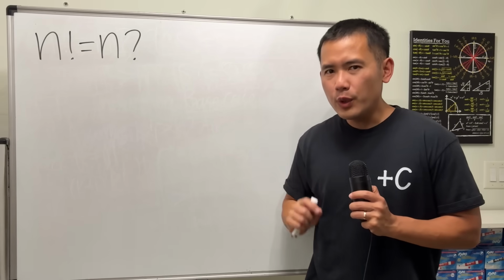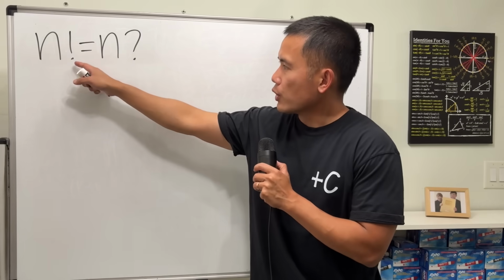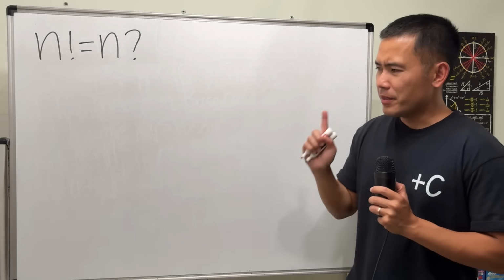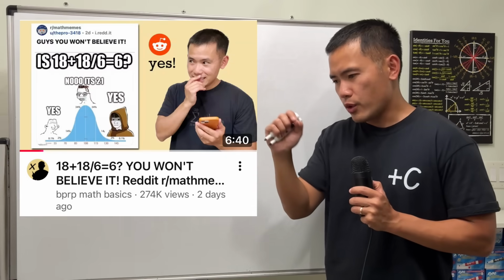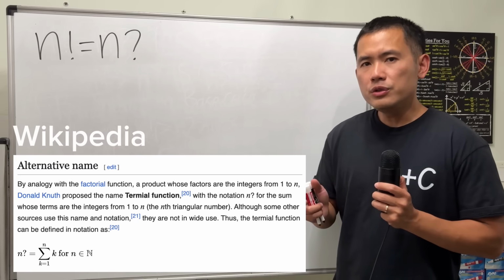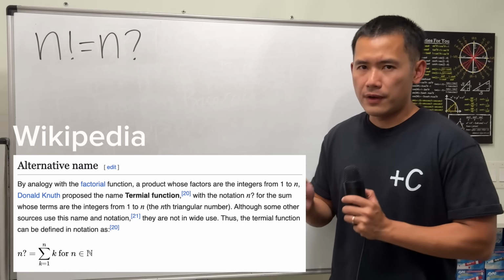Today, let's solve a very interesting equation. n factorial is equal to n terminal. A few days ago, I made a video where I discussed the question mark operation, which is called a terminal, which is just an addition version of the factorial.